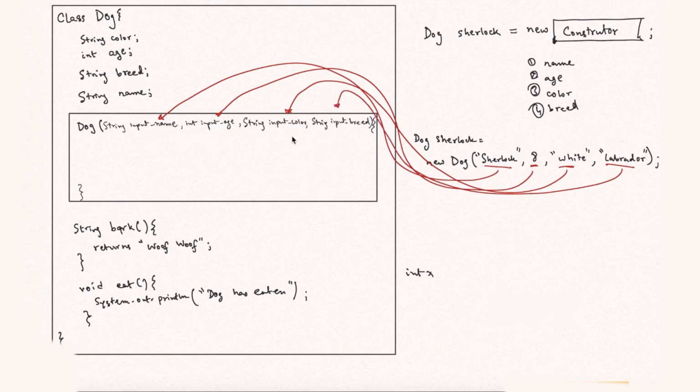But these variables are different. Our actual attributes are these, right? These variables are different. They are something that we put from the outside. A user who's trying to create an object using your class is inputting these values. So they come here first. Now we need to connect them with this, right? This input name needs to be connected to this one. This input age needs to be connected to this age. This input color needs to be connected to this color. And this input breed needs to be connected to this breed.